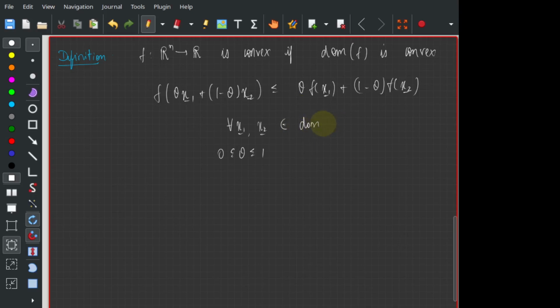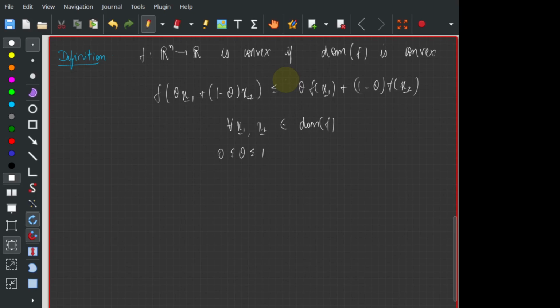So for all x1, x2 in the domain of f, and theta between 0 and 1, we demand that f of theta x1 plus 1 minus theta x2 is less than or equal to theta f of x1 plus 1 minus theta f of x2. Right? So this is the abstract definition of a convex function.